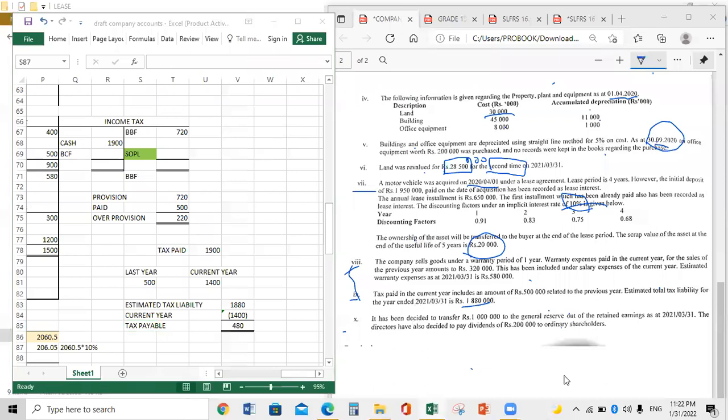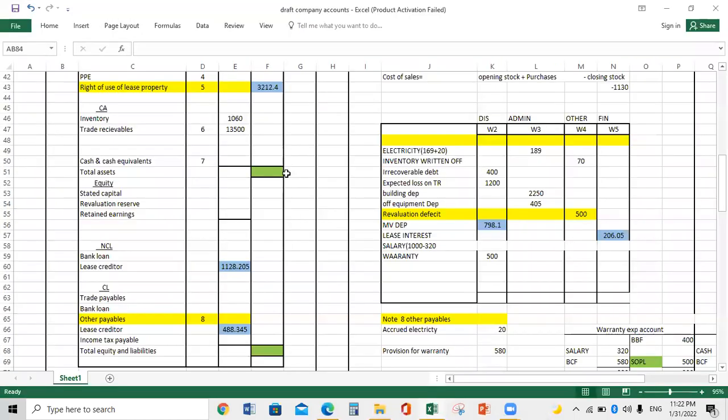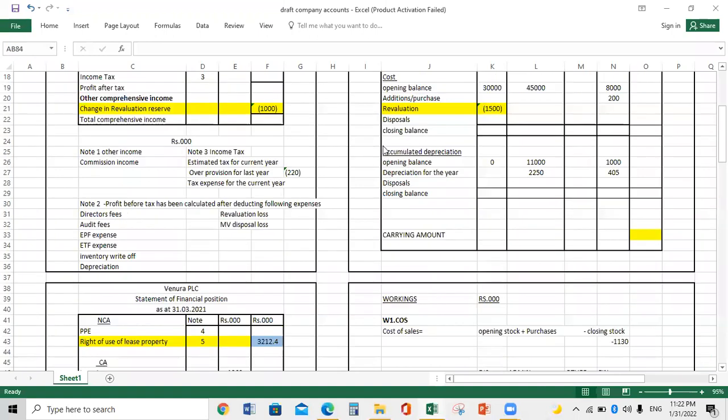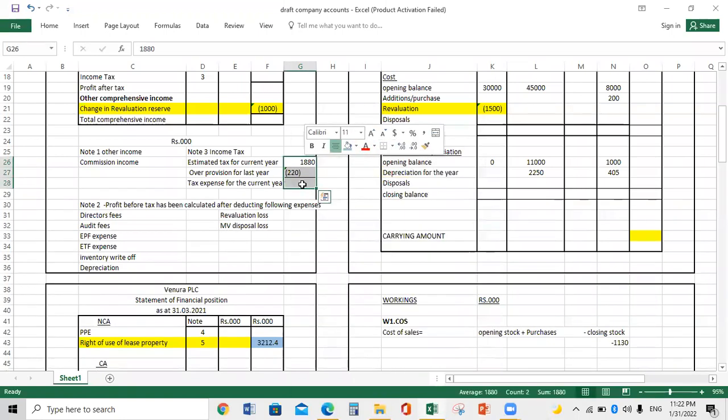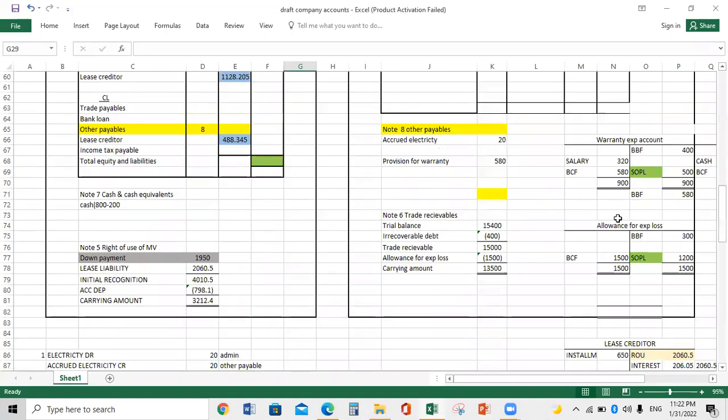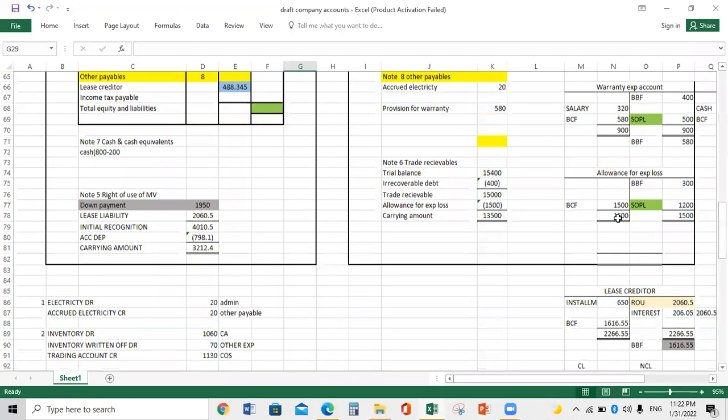Now guys, estimated tax for the current year is how much? Okay, it is 1,880. Then how much is the tax expense which goes to SOPL? 1,660. Okay, great. So Shaika, good job. It's tallying. If you all can finish it off, guys, tell me the total.